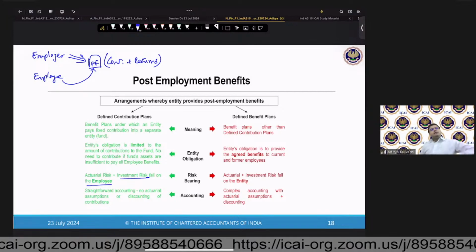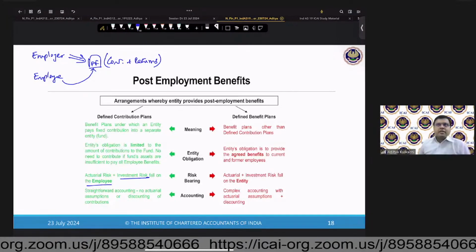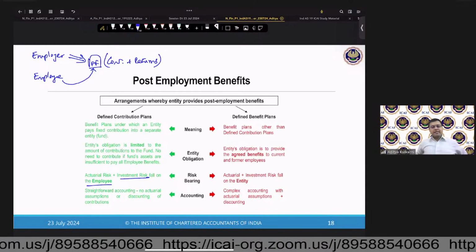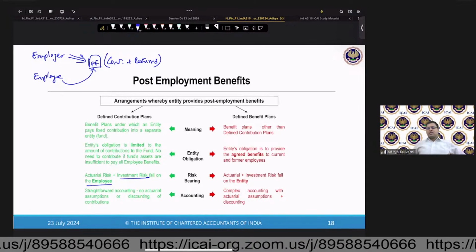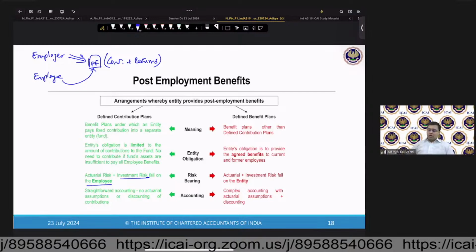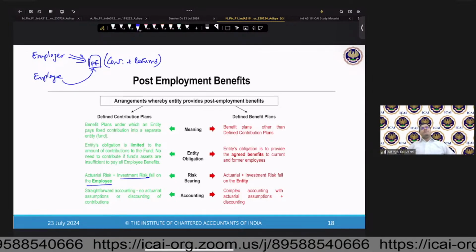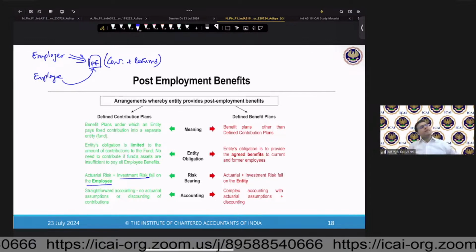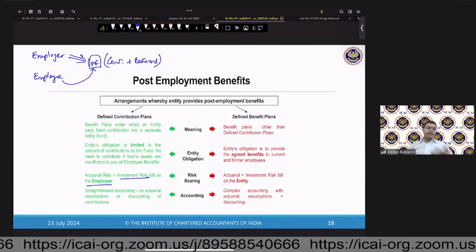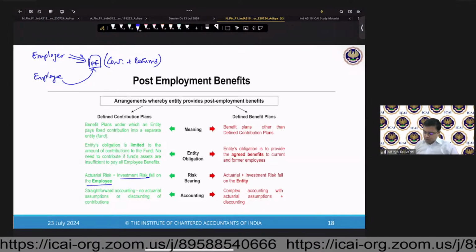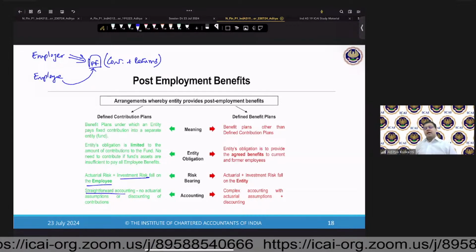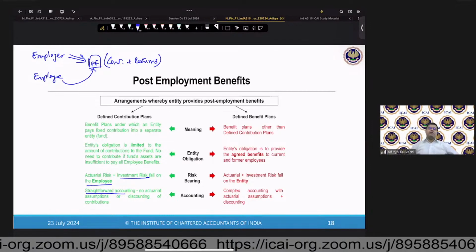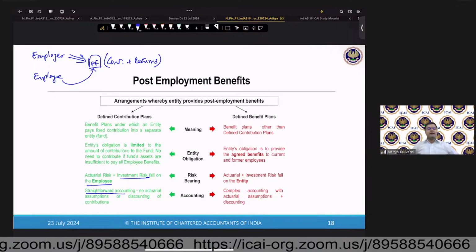Okay. Since it is only a monthly contribution, it is a straightforward accounting that happens. You don't have any discounting. You don't have any form of high complexities in accounting. Every month you accrue the contribution, pay it, story ends there. So straightforward accounting. Okay, employer has to contribute to the fund. That is his only obligation. After that, he is not really concerned with it.